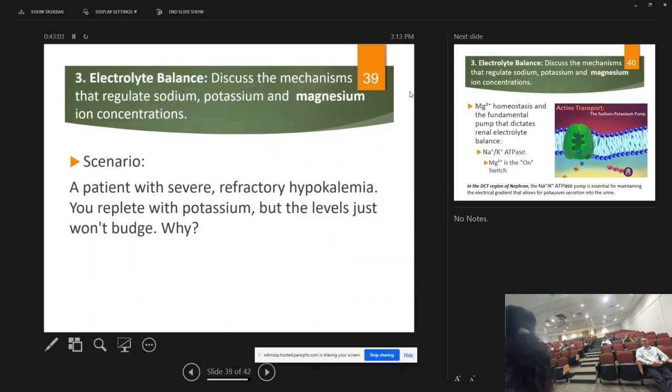Last but not least, we have a scenario here: the patient with a severe hypokalemia, and you are giving the patient potassium, but the levels are not changing. Why?